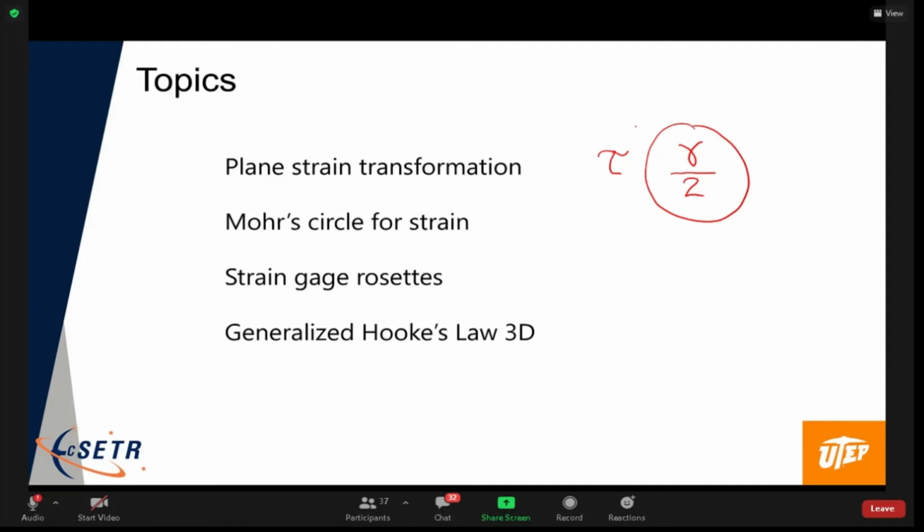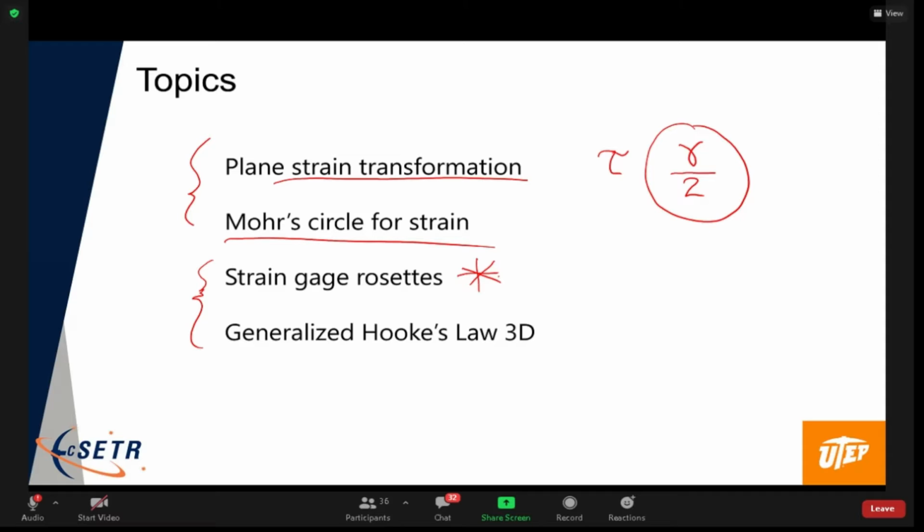Okay, so we'll talk about the transformation equations. We'll go over Mohr circle, which will again be identical. I'm just going to do these today, and then next class, or maybe I'll flip it, we'll do the strain gauges and then talk a little bit about Hooke's law. So strain gauges are a very important thing, and we'll talk about those, right?